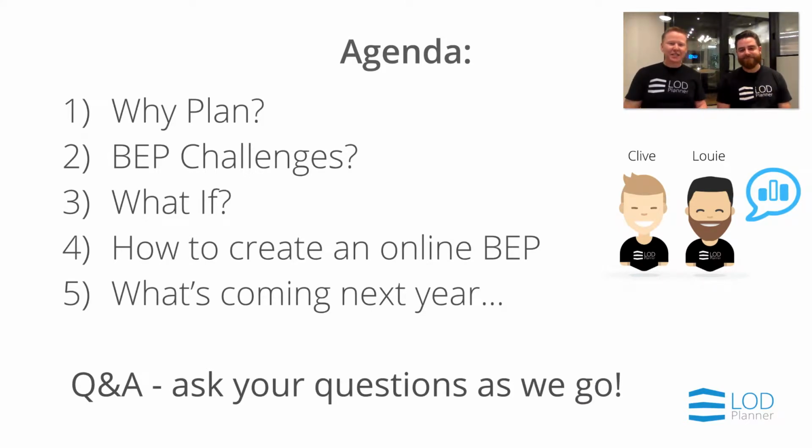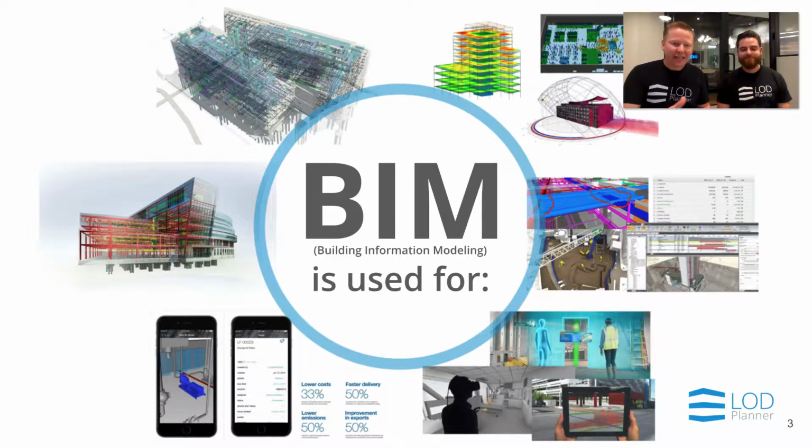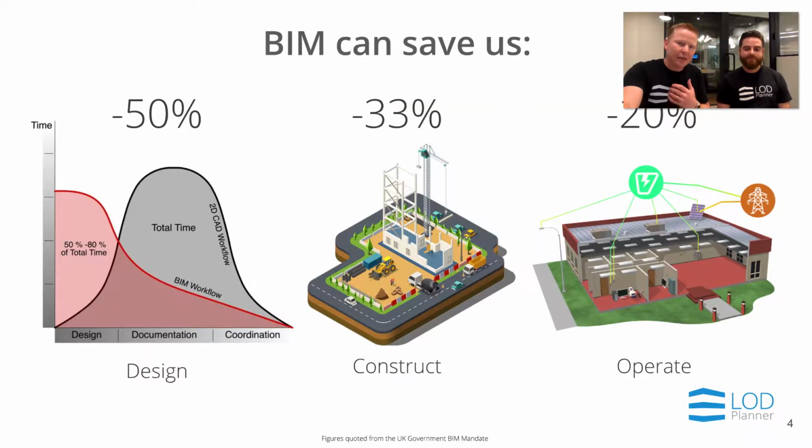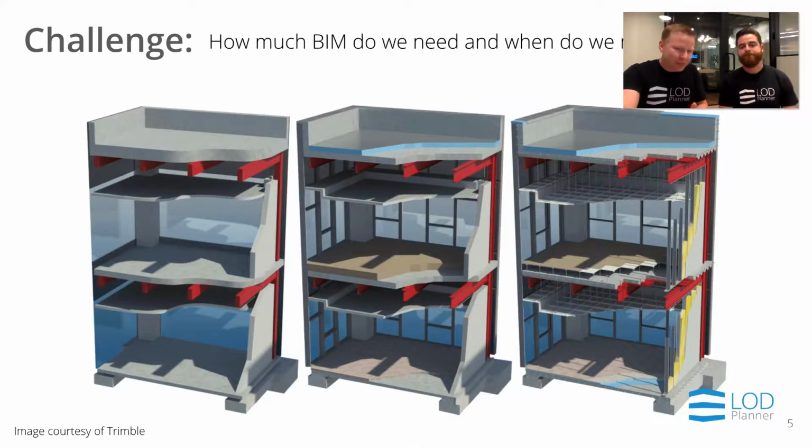All right, so let's get started. Everyone understands that BIM is used for many different things. We're not going to talk in depth about these, but there's a plethora of different uses that you could use a model for. And we know that it can save us a lot of time, a lot of money in everything from design through construction and operations. But the big challenge is, how much BIM do we need and when do we need it? These images depict a great model, both ends of the spectrum, but which one do we need?